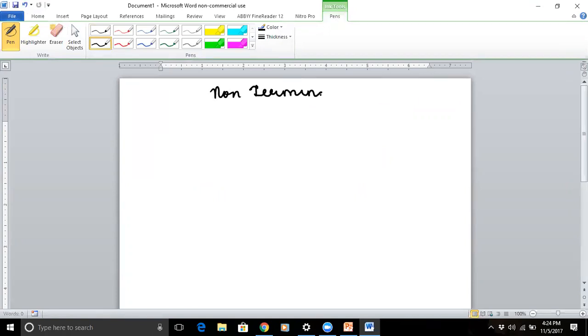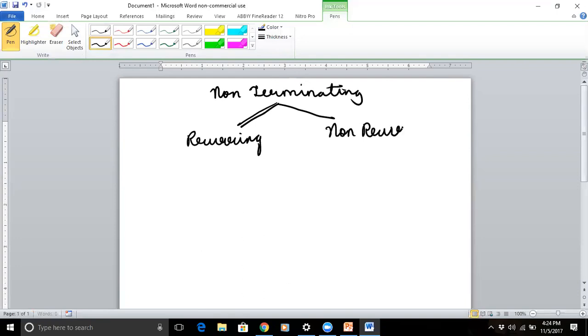Non-terminating fractions, right? Non-terminating fractions are of two types. They can be recurring. They can also be non-recurring. Can you give me an example of a fraction which is a recurring decimal? Can all of you type in an example? Perfect, 1 by 3.